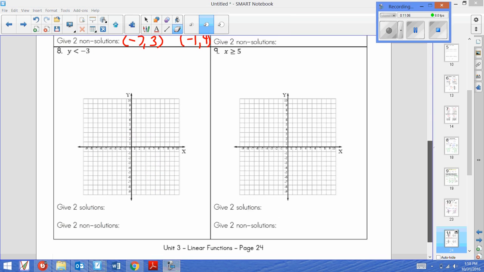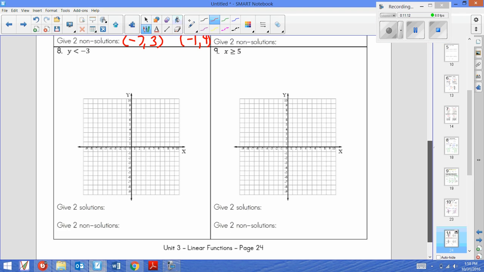Okay, here we go with number 8. Number 8 says y is always smaller than -3. All right, well, let's first find where y is equal to -3. So here's my y-axis. Here's -3. What kind of a line is it going to be? Can it be equal to y? And the answer is no way. So dashed line, here we come.